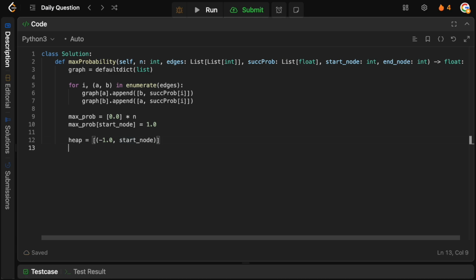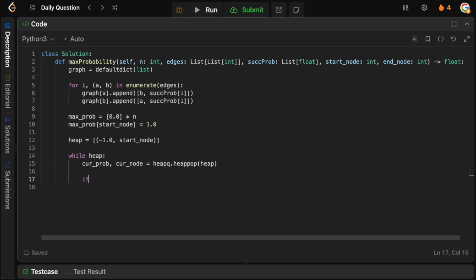Okay, now we need to traverse the heap until we get to the end node. So while the heap has elements in it, we're going to say the current probability of our path and whatever the current node is equals heapq.heappop. So we're going to pop from the top of the heap to get our best path so far, which has the highest probability, because again, we're trying to maximize the probability here. So it makes sense that we always focus on the top probability.